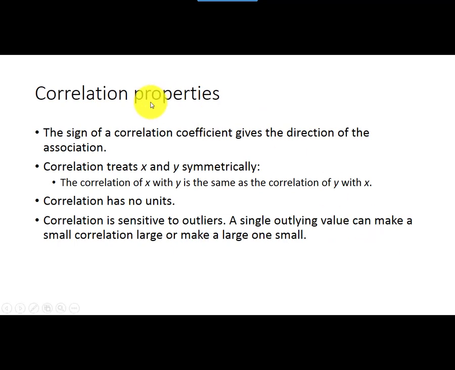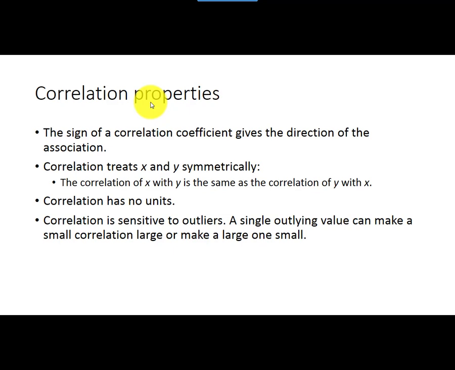Some more properties about correlation, just some quick facts. The sign of the correlation, again, gives the direction of the association. In other words, the direction of the line. Is it increasing, or does that line decrease? Correlation treats x and y symmetrically. In other words, it doesn't care when it computes this correlation for us which variable is chosen as x or y. That correlation would be the same whether you reverse the order of the two variables.